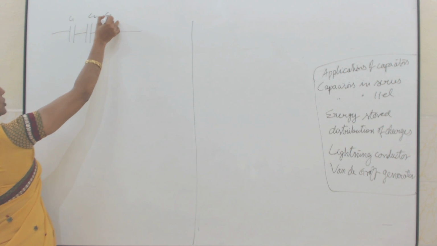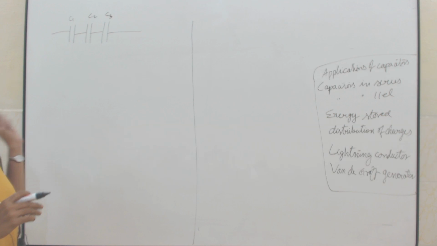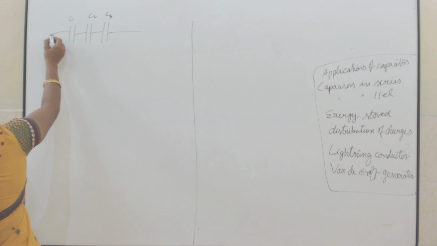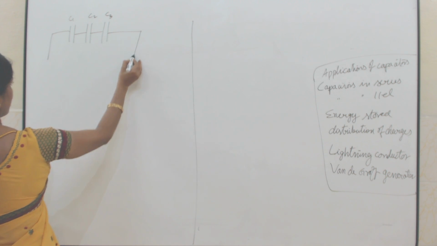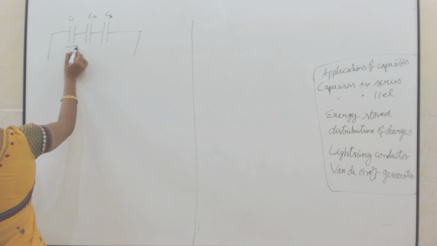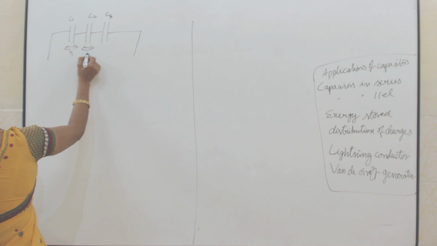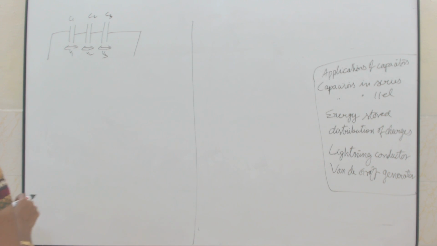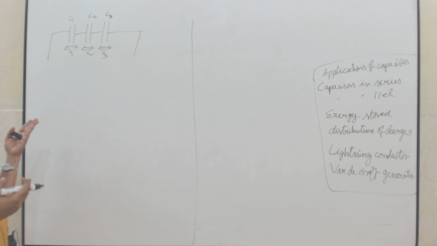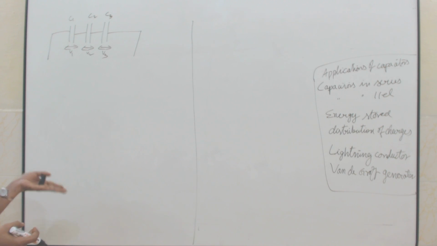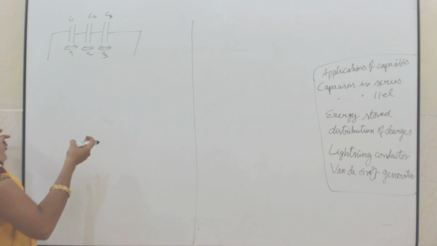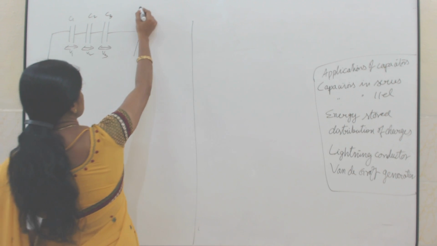Let C1, C2 and C3 be the three capacitors connected end to end such that the charges produced are the same and the potential developed is different. Let V1, V2 and V3 be the potentials developed here. So how can I say the capacitors are connected in series? When n number of capacitors are connected end to end such that the charge developed in each capacitor is the same, then I can say the capacitors are connected in series.